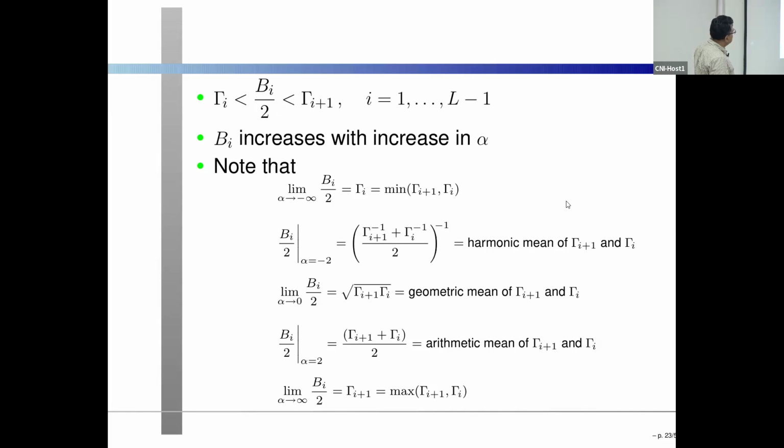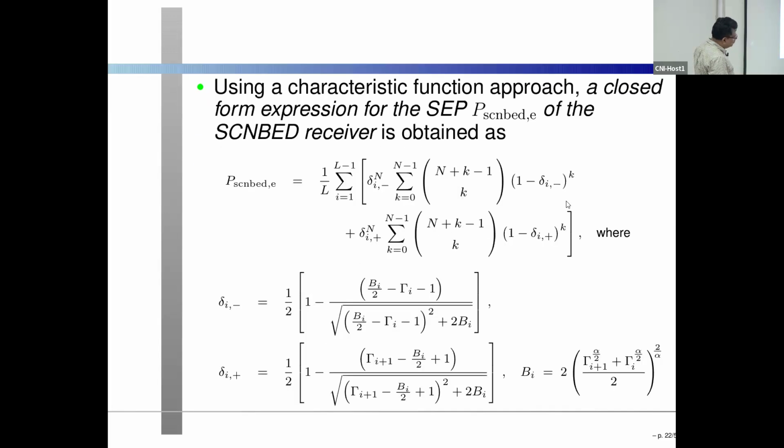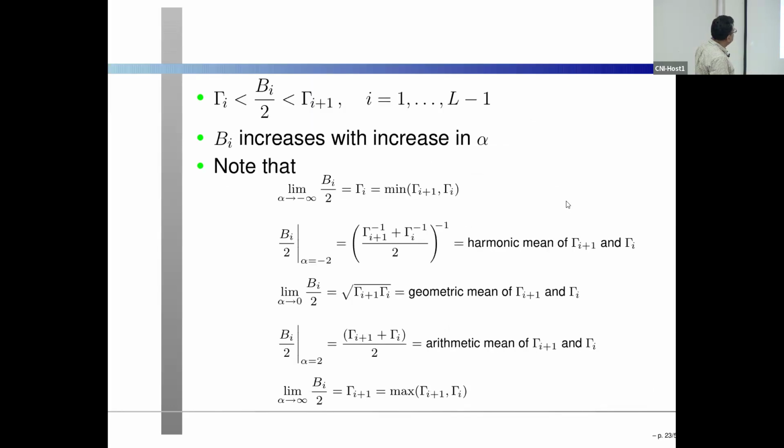That's obvious. Now, what happens when alpha goes to 0? It's actually the geometric mean. You can find the limit. It is not obvious at all what happens when alpha goes to 0, but you will get the geometric mean. You can try it out. It's just an exercise in calculus.